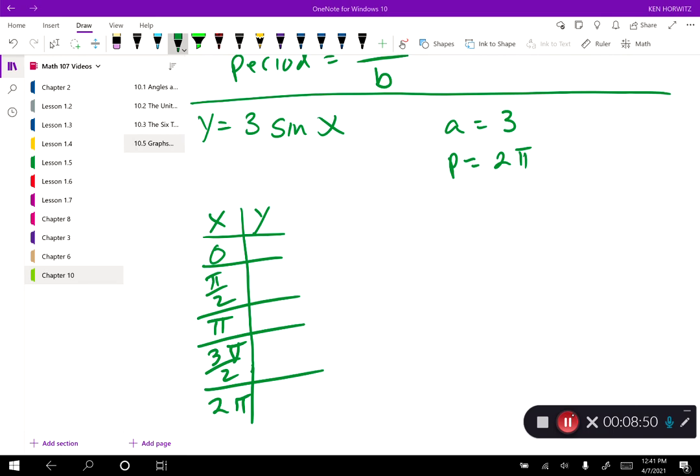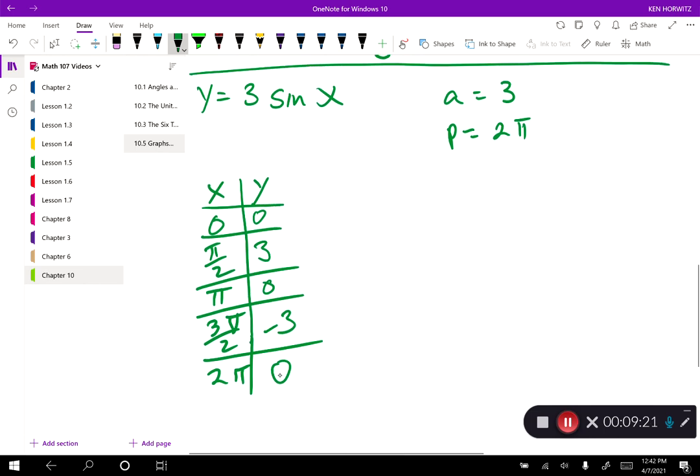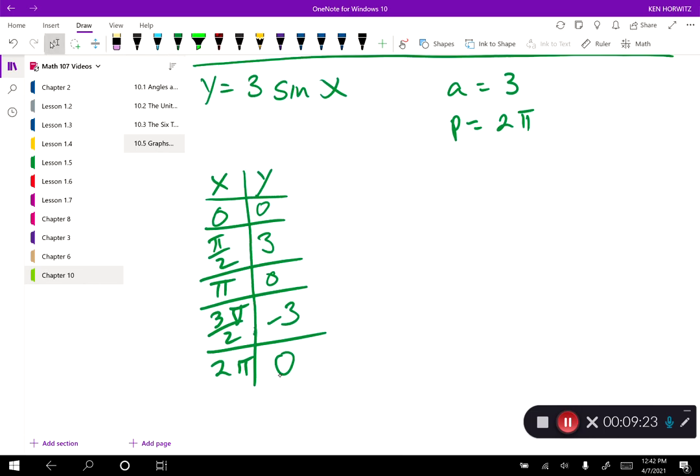All right, so again, we plug 0 in. Sine of 0 is 0, times 3 is still 0. Plug in pi over 2. Sine at pi over 2 is 1. Times 3 gives you 3. Then the sine at pi is 0. Times 3 still gives you 0. Let's put in 3 pi over 2. Sine at 3 pi over 2 is -1. Times 3 is -3. And then 2 pi goes back to 0. The plugging in the chart shouldn't be the hardest part of this.